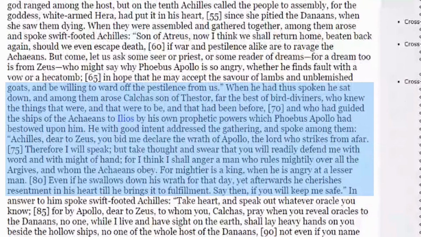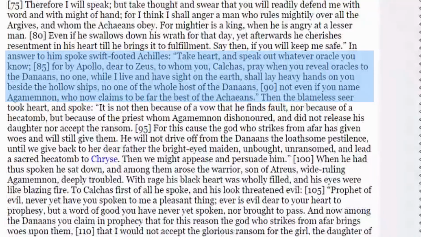And I think Homer has set up for us to see the implication that Achilles knows damn well that this guy means Agamemnon. And Achilles might even suspect what he's going to say. So what Achilles says is, take heart, say whatever you want. No one of the whole host of the Danaans, not even if you name Agamemnon, who now claims to be far the best of the Achaeans, no one will lay heavy hands on you, he says. I'll protect you even if it's the king.